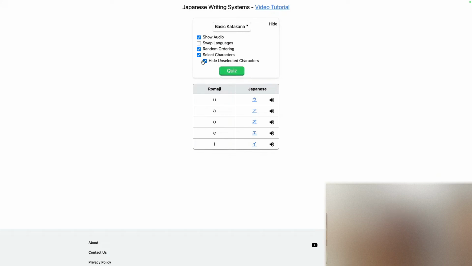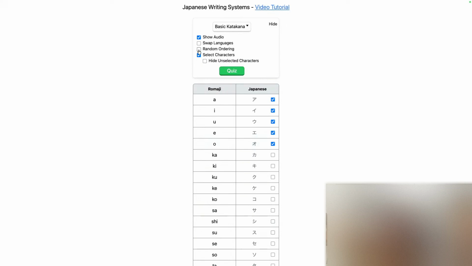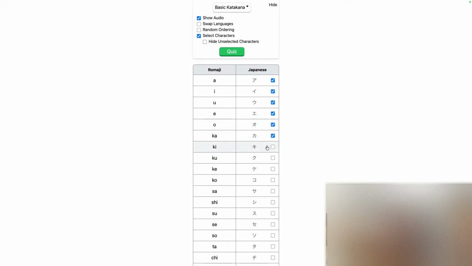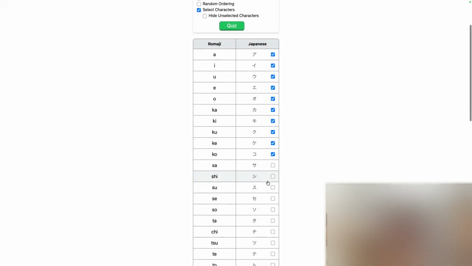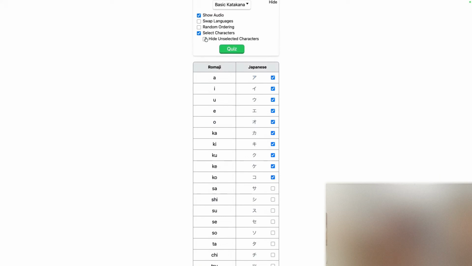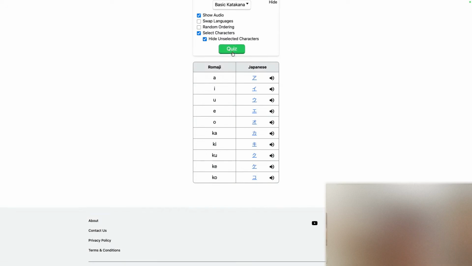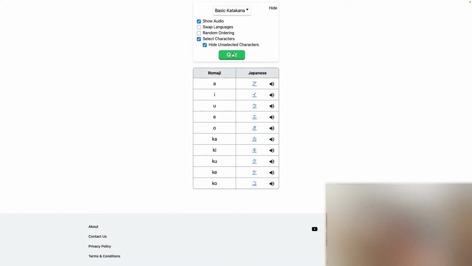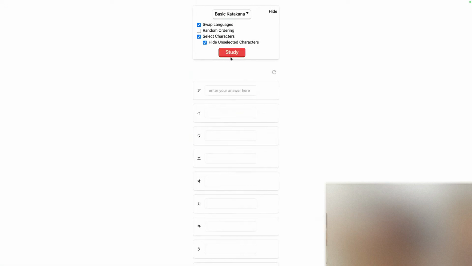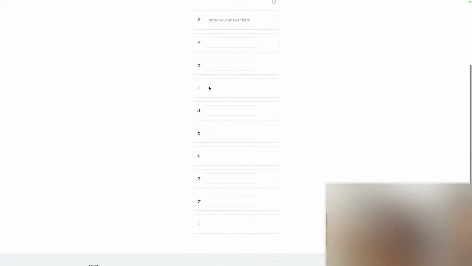But obviously, just knowing 5 is a place to start, but we want to get a bit more ambitious. Because even with these 5, I might get them wrong later, what I'm going to do is just add the next 5. My idea is to work my way up until at one point I could do all 46. So what we'll do is, we've got 10 characters here. We'll apply random ordering.